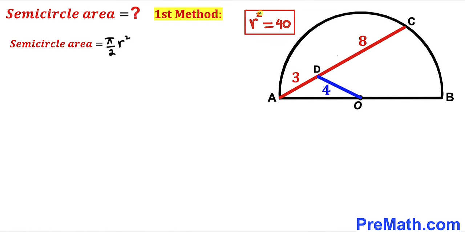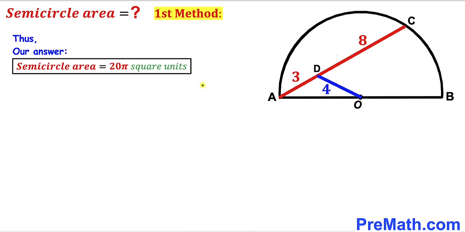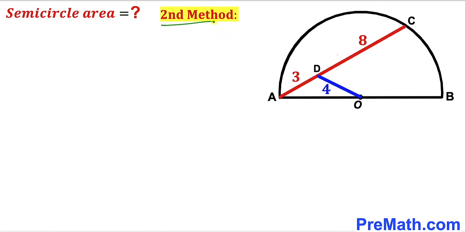Now we know that our r square value is 40, so I'm going to replace that r square with 40 over here. So we can write pi divided by 2 times 40, and if we simplify, that is going to give us 20 times pi. Thus the area of the semicircle turns out to be 20 times pi square units by using the very first method. And here's our second approach.